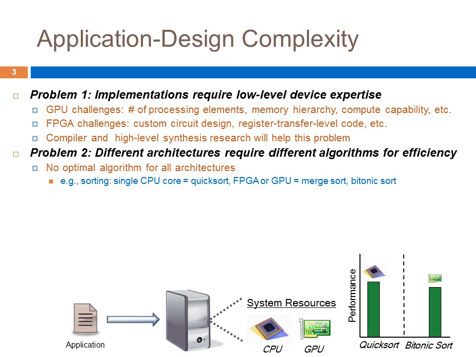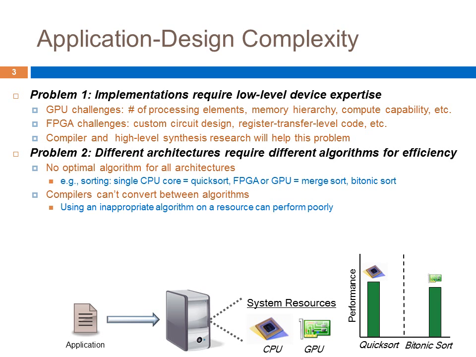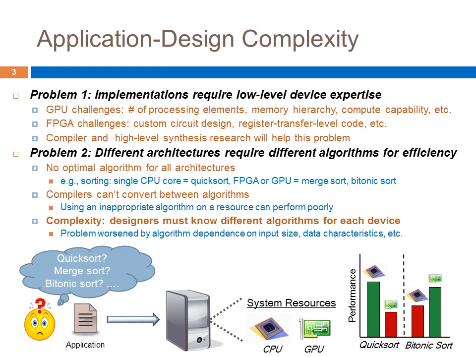So the problem here is that compilers can't convert between algorithms. So they have to work with the specification that's given in the high-level code, which is a single algorithm. And the problem with that is, although a compiler can compile any algorithm to any architecture, using an inappropriate algorithm for a given resource can perform very poorly. So this ends up being a huge source of complexity for designers, because it basically means that designers have to be familiar with a whole bunch of different algorithms for every problem and how those algorithms behave on different devices.